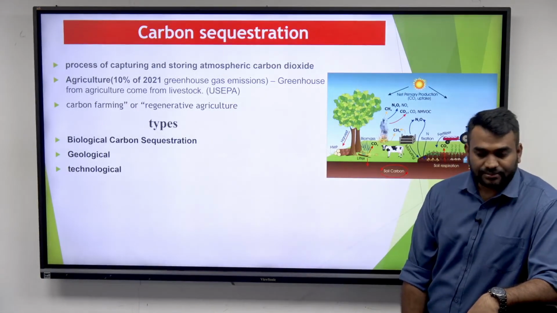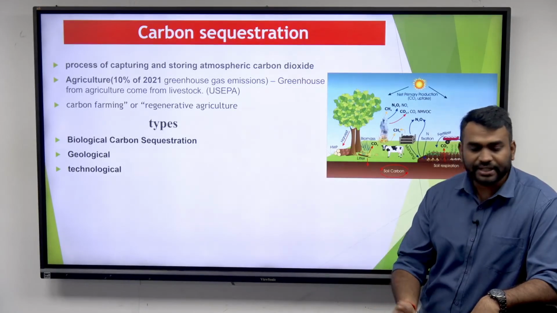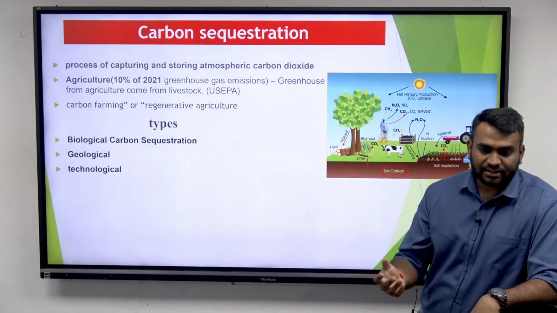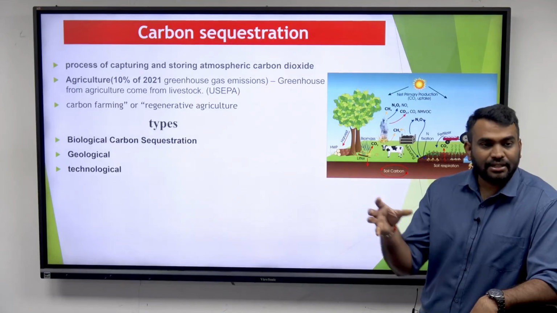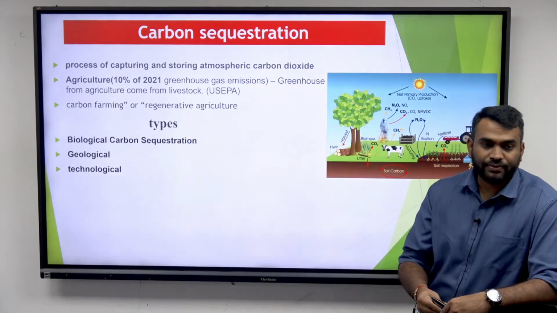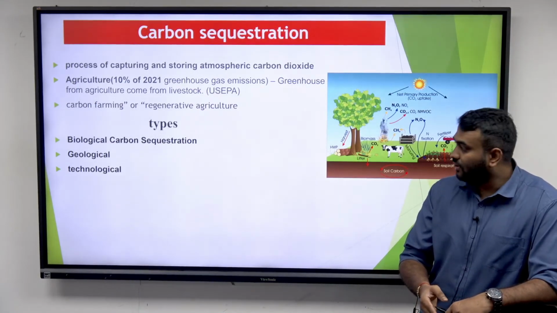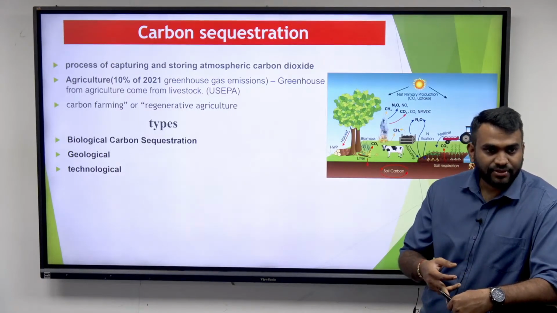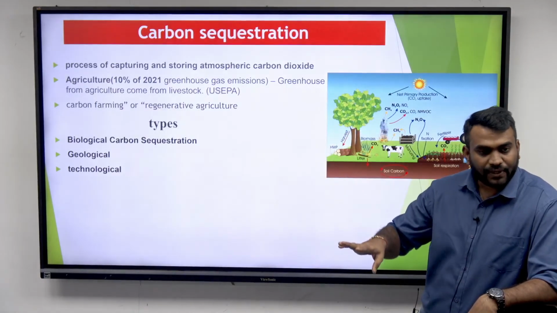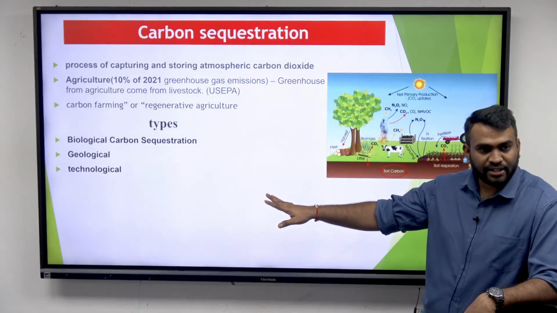Next one is technological. We have many technologies, not just one. We have so many technologies utilizing a proper mechanical measure to capture this carbon from the atmosphere, then storing it. It is called technological carbon sequestration. Again, there are n number of types, but this is a basic understanding of it, right?